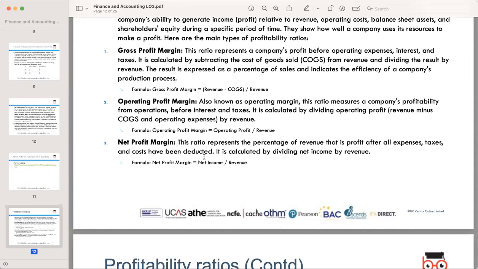So next is net profit margin. This ratio represents the percentage of revenue that is profit after all expenses, taxes, and costs have been deducted. It is calculated by dividing net income by revenue.